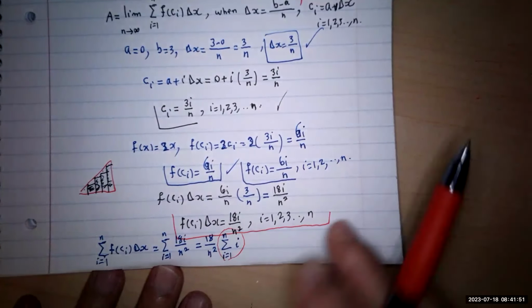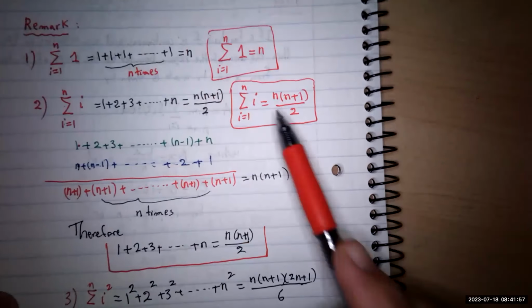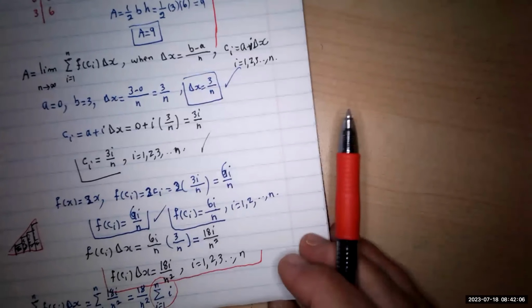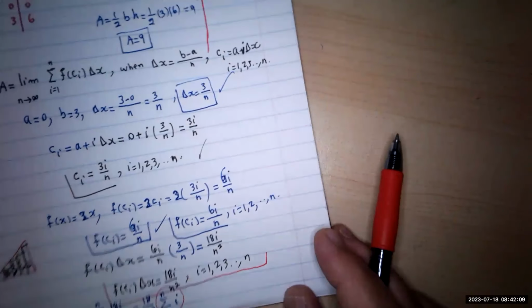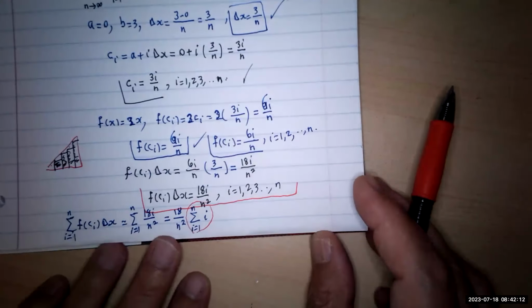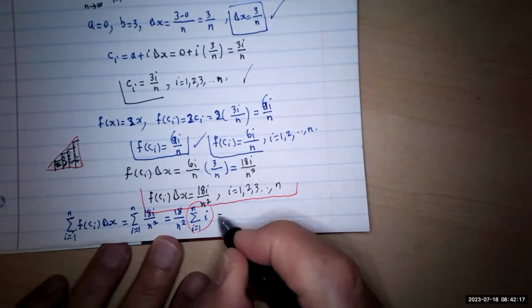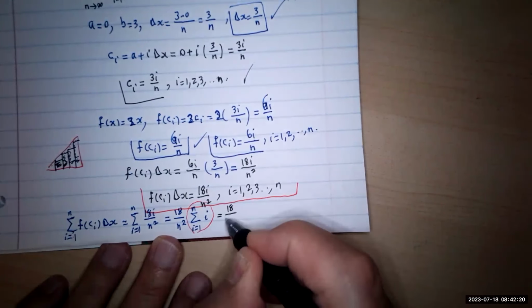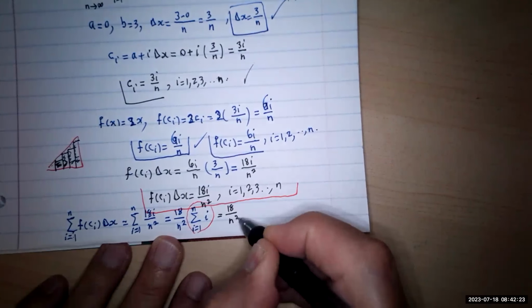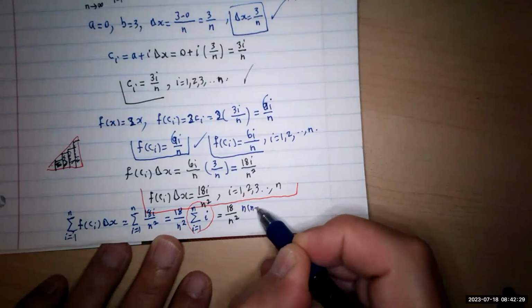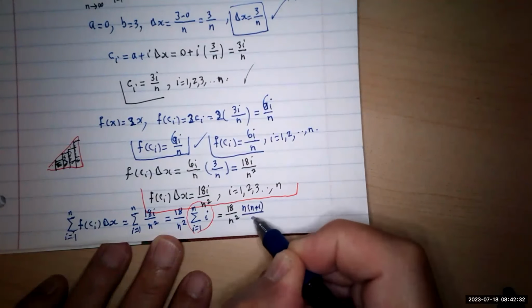Sigma i is n times n plus 1 over 2. We give you this one on the test. So you have to substitute and simplify it. This is going to be equal to 18 over n squared times sigma i. What is the sigma i? Sigma i is n times n plus 1, divided by 2.